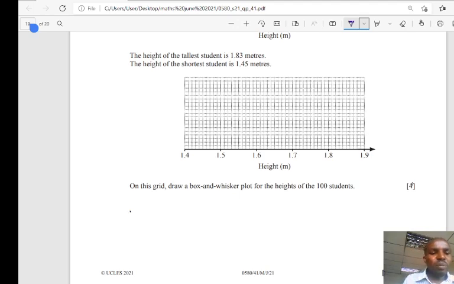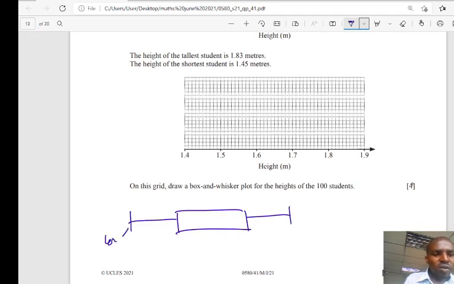Right, a box and whisker plot is supposed to be like this. This one is the lower value, in this case the shortest, 1.45. You put it here. Then this one is supposed to be Q1, the lower quartile. Then the median here, then here Q3, the upper quartile. Then here is the upper value, or the highest value, which is 1.83 meters in this case.